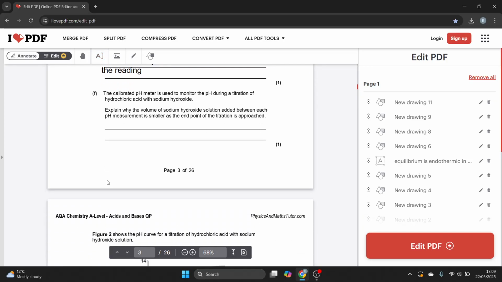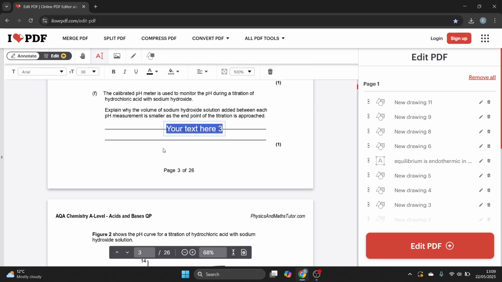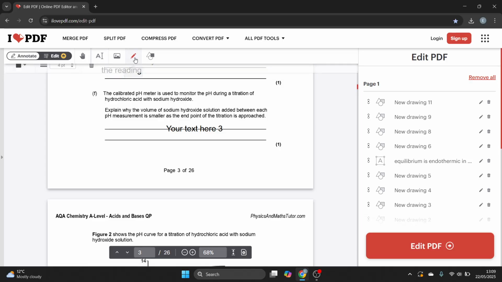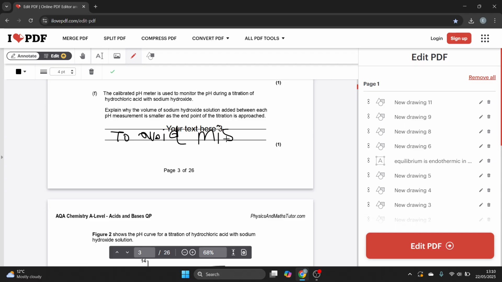Why is the volume of sodium hydroxide added made smaller as the endpoint is approached? Very nice question, very, very nice question. It's just the wording: to avoid missing the end point.